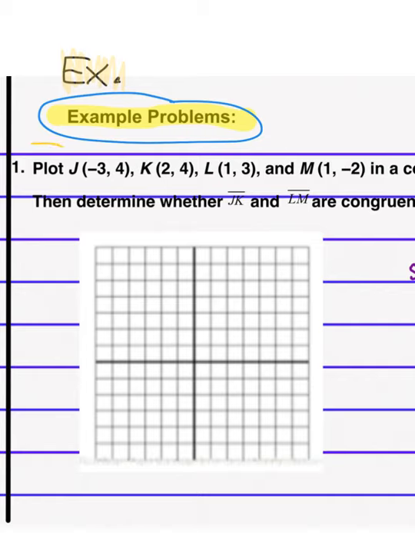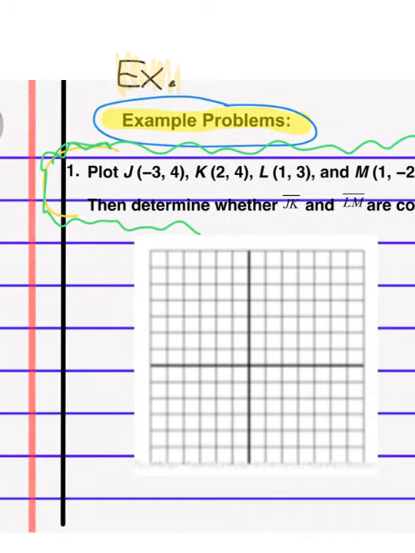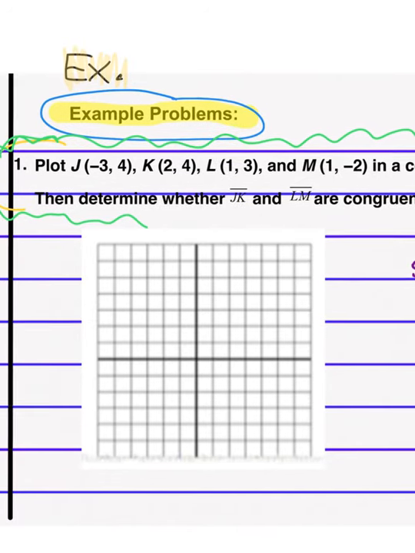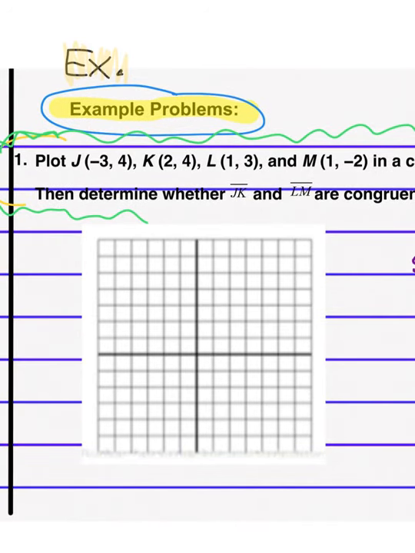Okay. Then yes, you should be writing the question. You should be copying the question down. I try to make the questions concise. So plot point J (-3, 4), K (2, 4), L (1, 3), M (1, -2) in a coordinate plane. The word plane got cut off.